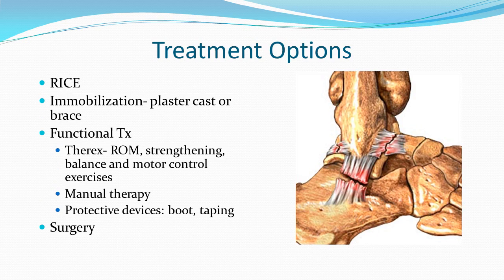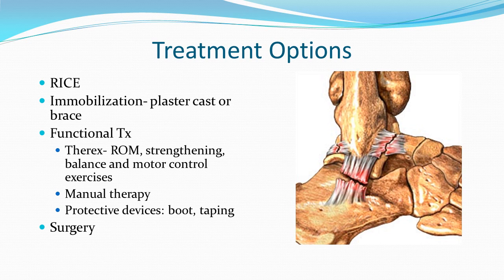Okay, so treatment options for these ankle sprains: first, immediately, is going to be RICE: rest, ice, compression, elevation. Then there are 3 main categories you can follow afterwards: immobilization, functional treatment, or surgery. The functional treatment consists of Therex, manual therapy, or protective devices. However, the treatment overall is going to depend on the severity of the sprain.